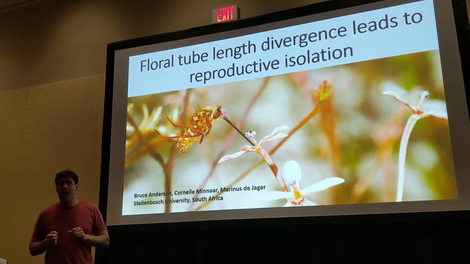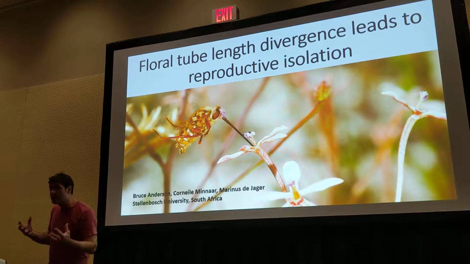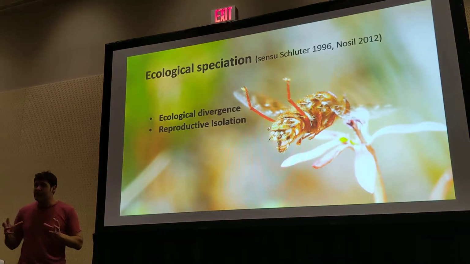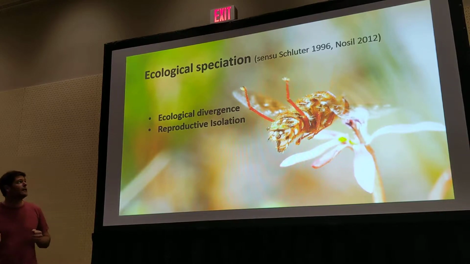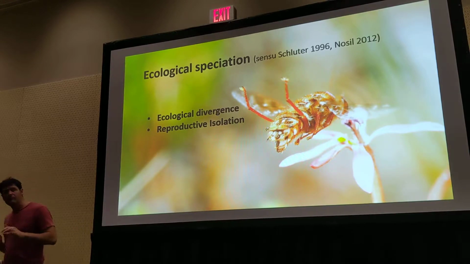It's a plant in the iris family, and it's pollinated by these long proboscis flies, which can vary in their tongue lengths across the landscape. I'm going to contextualize this work within the body of literature on ecological speciation, and I'm going to divide the talk into two broad parts.